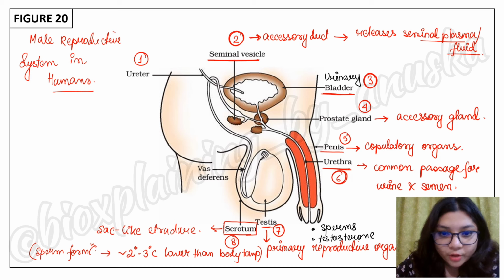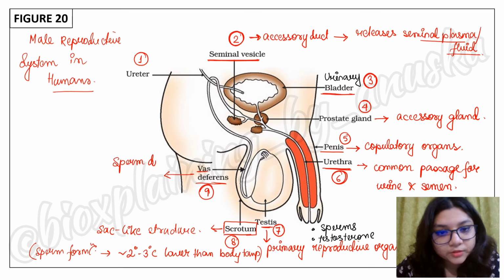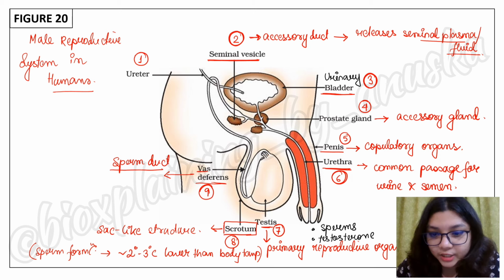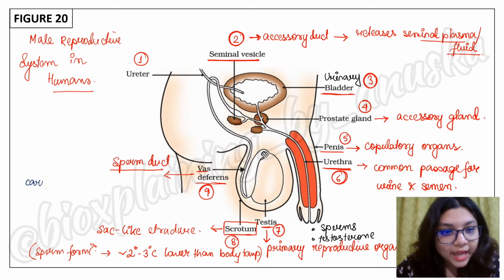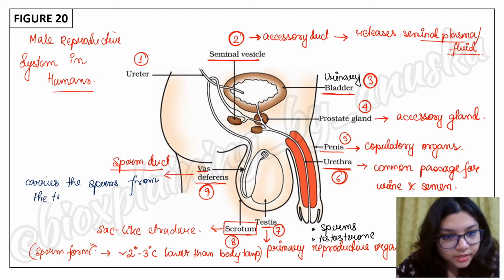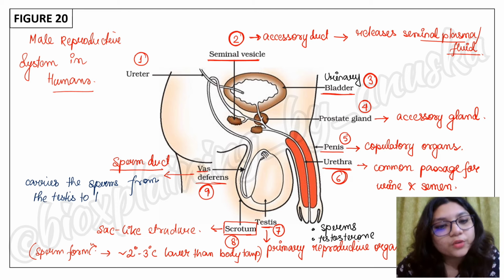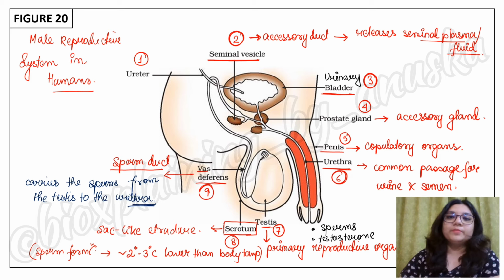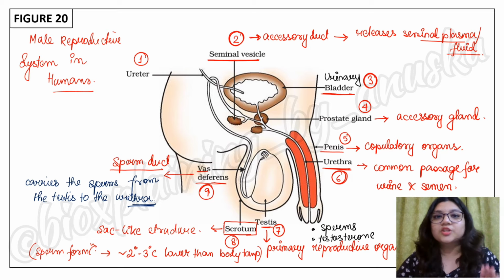Then from the testis you will see that a duct is coming out, part number 9, which is the vas deferens. We call this the sperm duct. What does the sperm duct do? It carries the sperms from the testis to the urethra. I hope this is clear. The male reproductive system structure is clear.